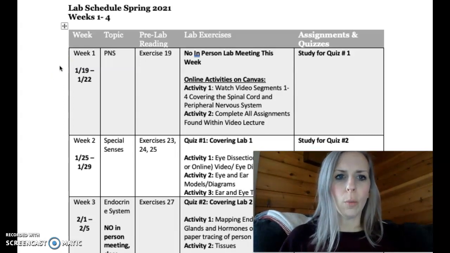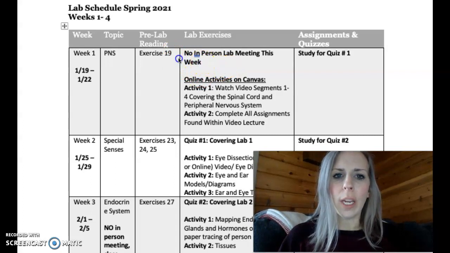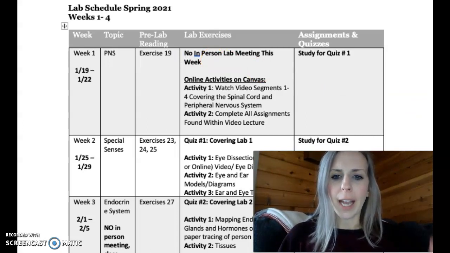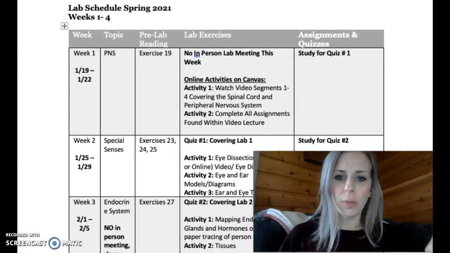This is what our week 1 through 4 schedule is going to look like. So week 1, we are going to start off with the peripheral nervous system. Your reading will be exercise 19, and there will be no in-person meeting this week. We're going to do just on Canvas, and all of the activities that you need will be lined up on your week 1 module. You shouldn't have any problems finding anything.